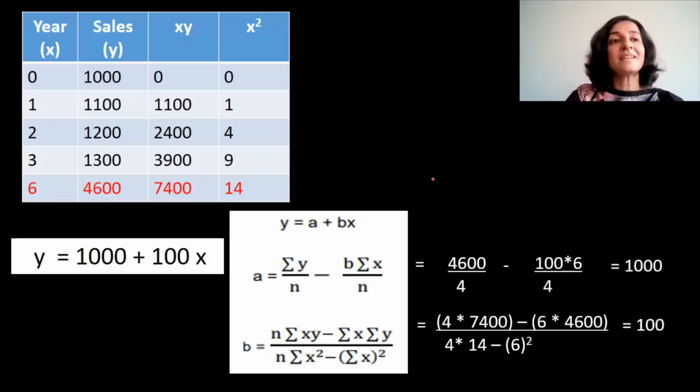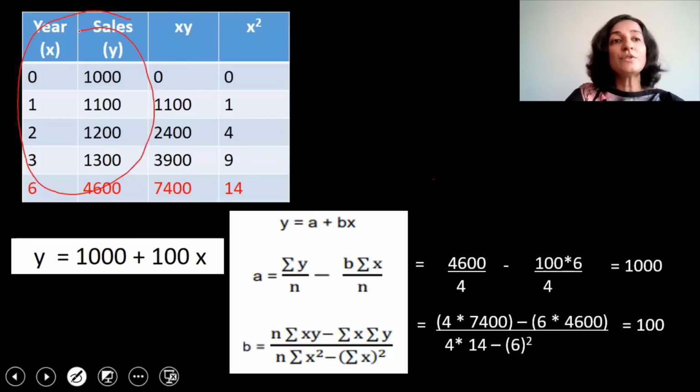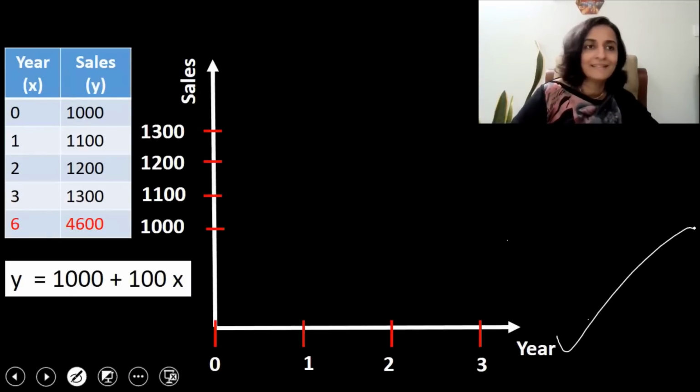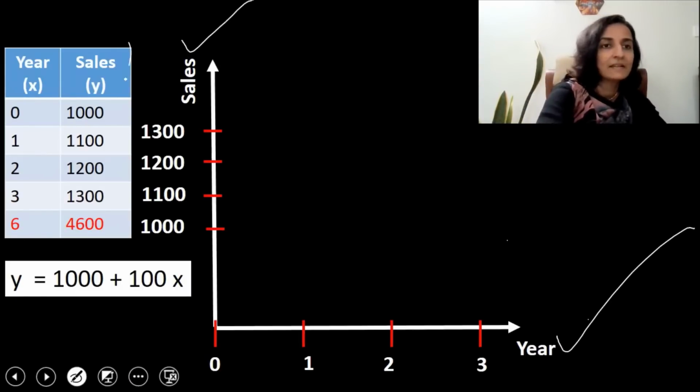Now for a deeper understanding, we will plot the values of x and y in a graph. So we have the year on the x-axis and the sales on the y-axis, just like in the table.